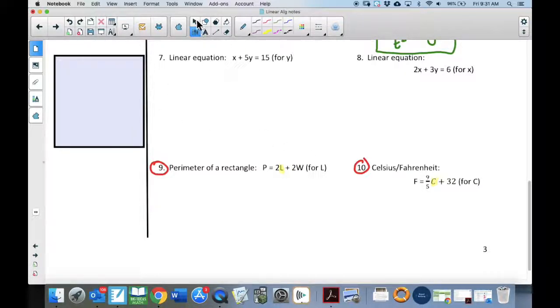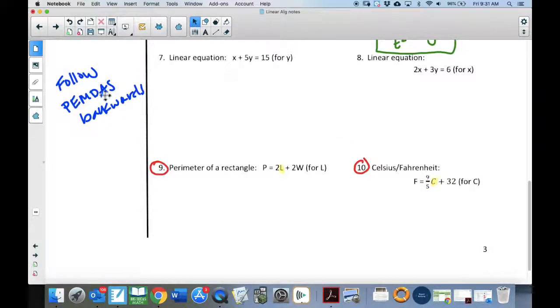And so over in the margin, I want to talk about something that I mentioned last time, and that is when you solve equations, you follow PEMDAS backwards. So in other words, you start with adding and subtracting, and then you go to multiplying and dividing, and then you go to exponents and parentheses. So we need to start with adding and subtracting.